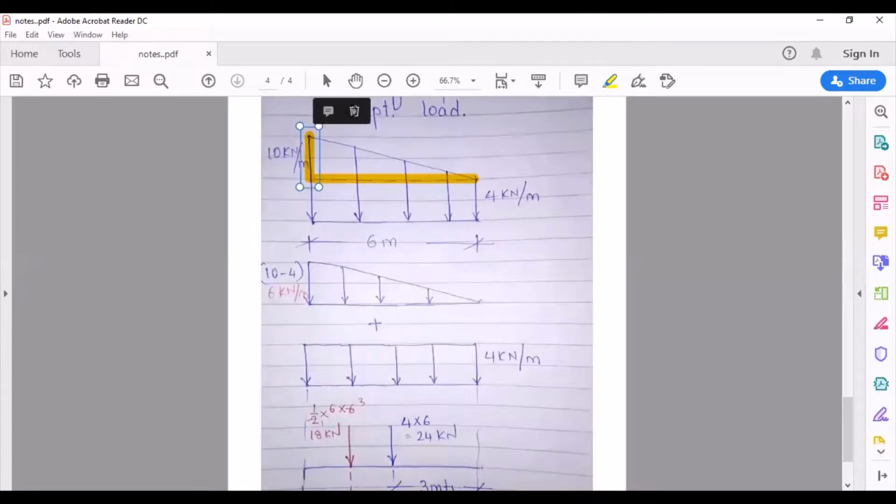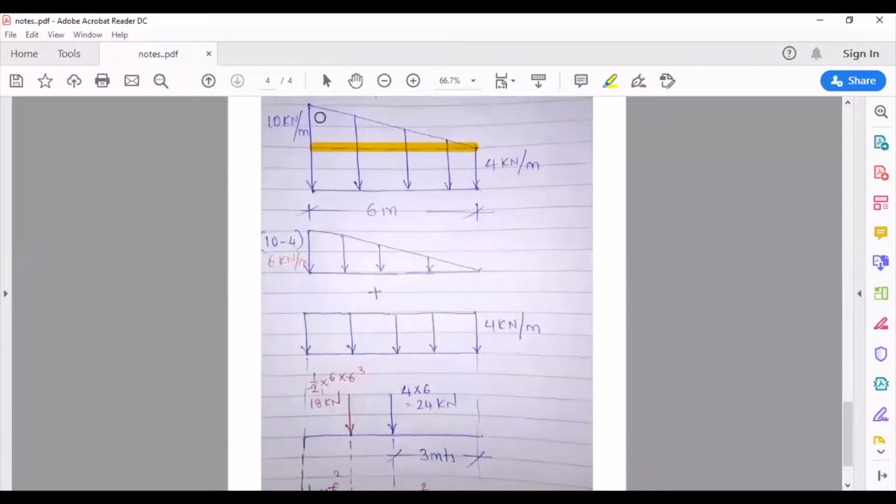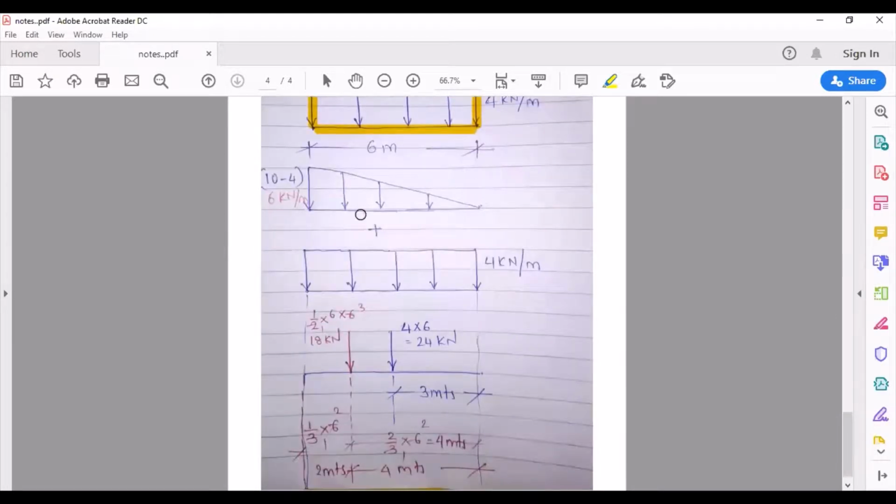Okay. Now next, let us come to the UDL. So the top portion is over. Let us concentrate on the bottom portion now. So you have a UDL, a simple rectangle here, of intensity 4 kilonewton per meter, which you are going to show here. So you have split this trapezoid into a triangle, that is a UVL of intensity 6 kilonewton per meter, and a UDL of 4 kilonewton per meter. Now I will convert this UVL and keep a point load, and convert this UDL and keep a point load. So basically I'm going to have 2 point loads on the diagram, one of UVL, one of UDL.